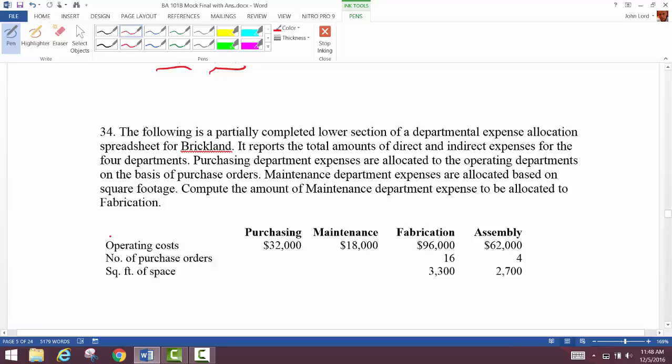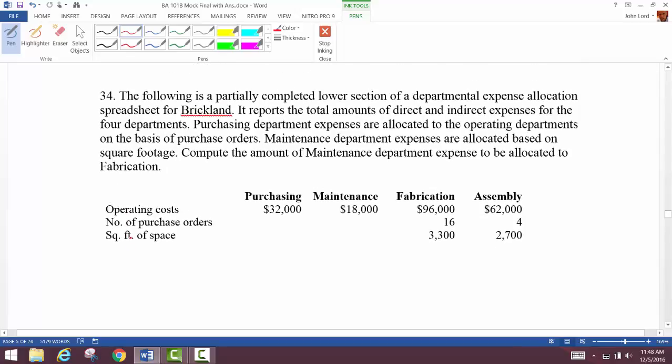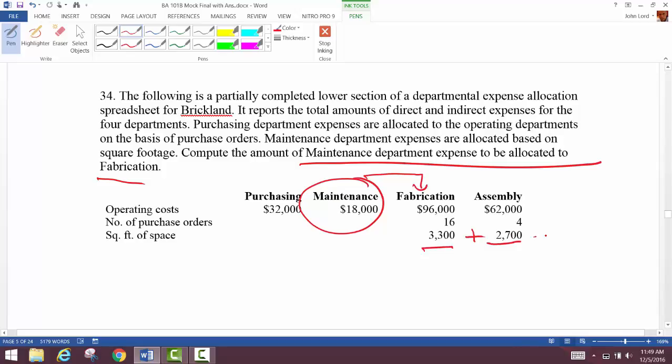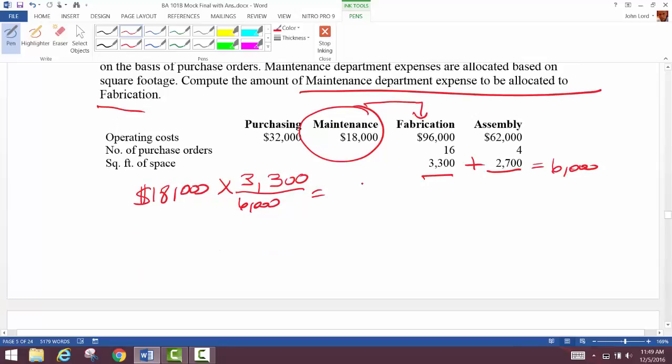Okay, these guys again: fabrication, purchasing, maintenance. This time we want the maintenance department allocated to fabrication, and I'm thinking maintenance is floor space. We add these two together, that's 6,000. We're looking for fabrication here, so we take that 18,000 of maintenance and multiply it by fabrication's share of the floor space, the square footage of space: 3,300 divided by the 6,000. And what's that give us? I think 9,900.